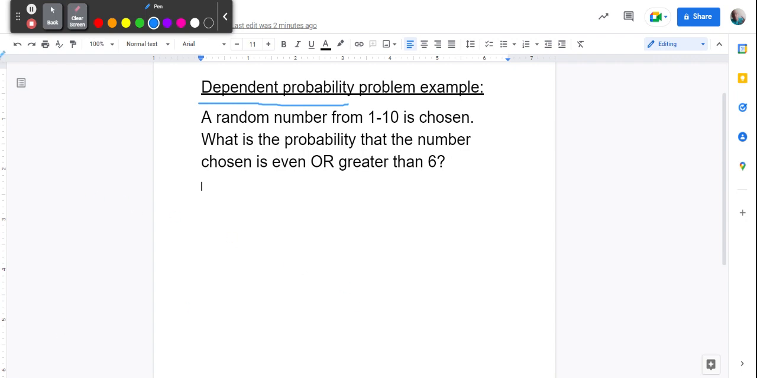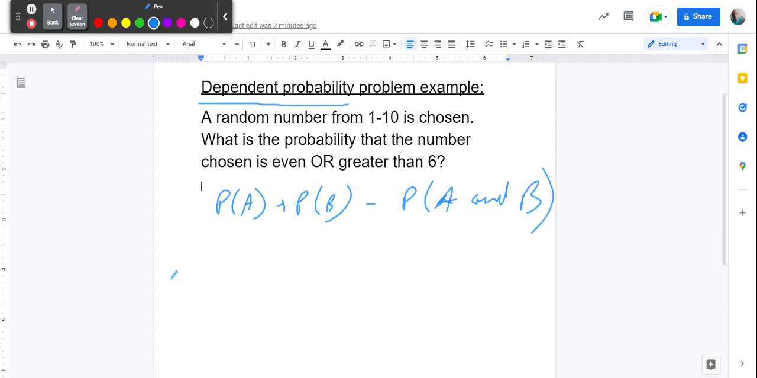Okay, so if it's dependent, or not mutually exclusive, the formula as per our notes is the probability of A plus the probability of B minus the probability of A and B. Okay, the probability of A and B.